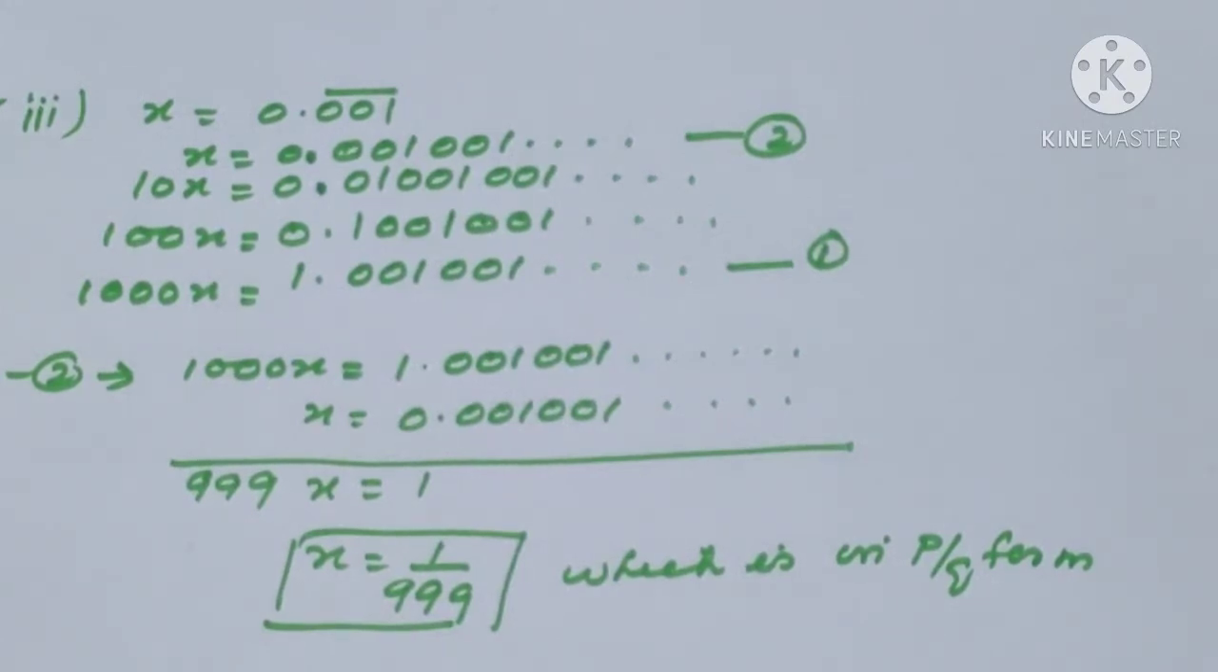So what I want to say is that when the decimal expansion is non-terminating and recurring, we are able to express it in the form p by q. So when the decimal expansions are terminating ones as well as non-terminating recurring ones, then the numbers are rational numbers, and we are able to express them in p by q form by this method.